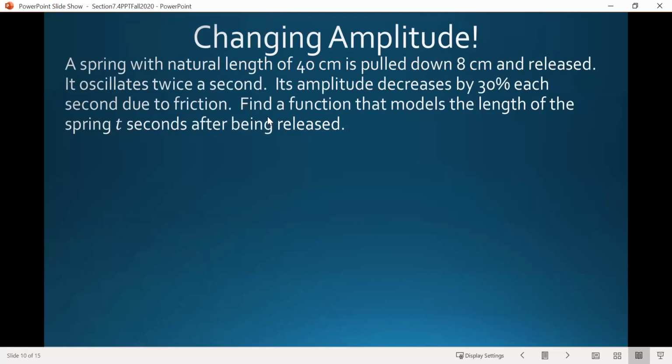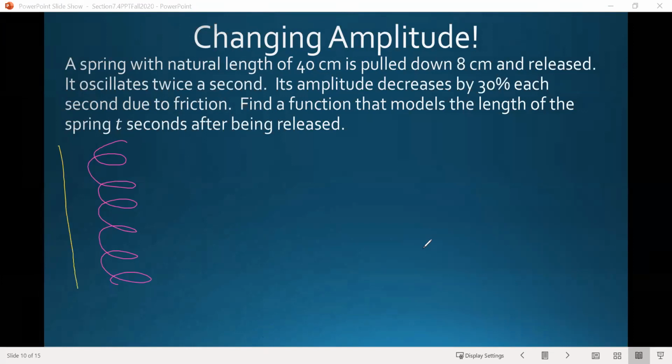Let's say that we have a spring with a natural length of 40 centimeters that is pulled down 8 centimeters and released. So our spring looks like this, and yes, you can laugh at my spring if you want. Normally it's 40 centimeters in length if it hasn't been stretched or compressed. That's what the natural length means. But in this case, this one has been stretched an additional 8 centimeters.